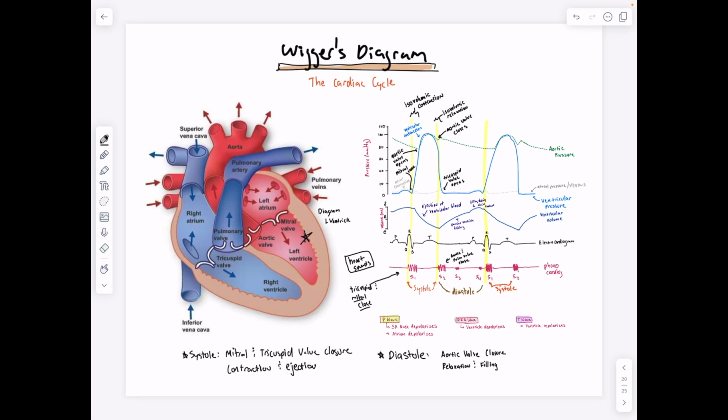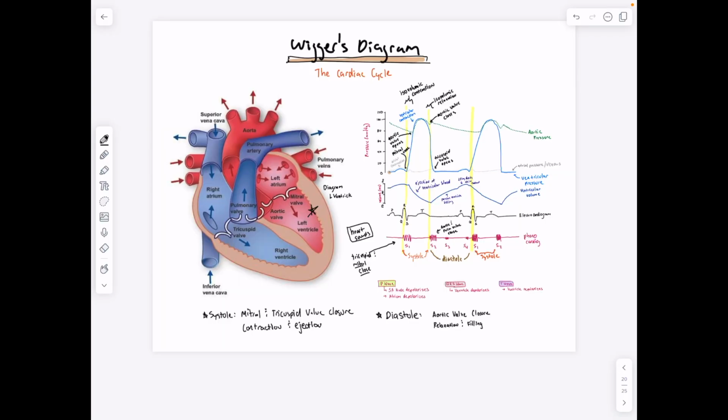All right, we'll take a quick pause and we'll look at Wiggers diagram. This is our last part, so let's just get done. So we have Wiggers diagram. This is the cardiac cycle in diagram form.